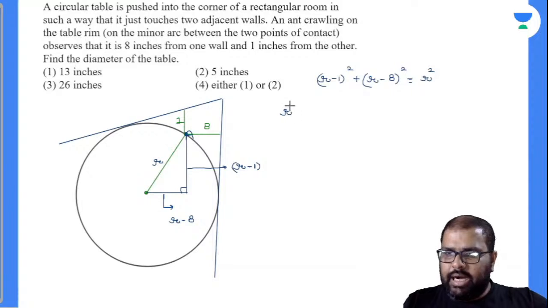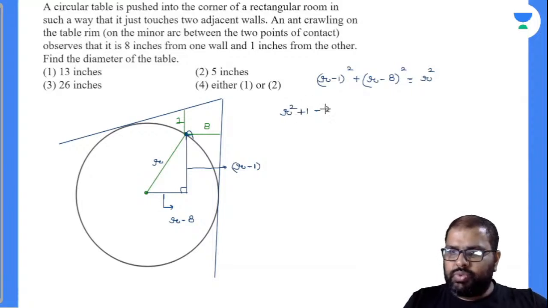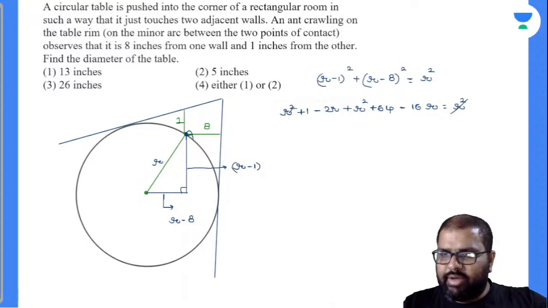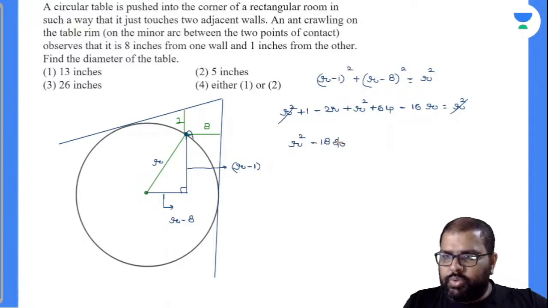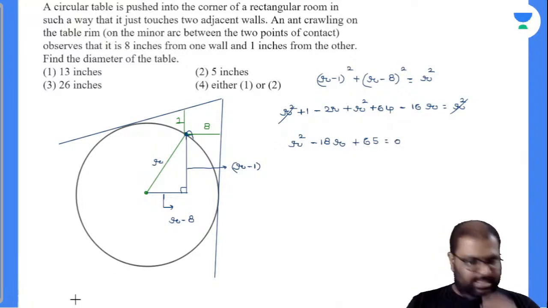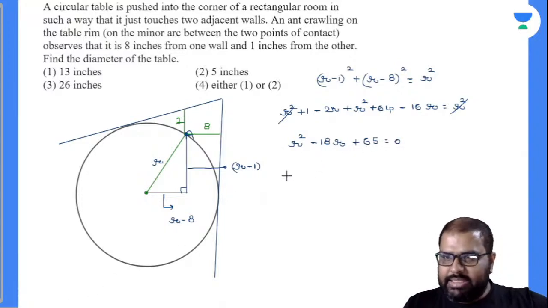Let's calculate this. r square plus 1 minus 16r plus 64 equal to r square. I can cancel 1 r square, 1 r square. Finally, the quadratic equation is r square minus 18r plus 1 plus 64, which will become 65. Now closely observe there, 13 5s are 65, minus 13 minus 5 will be minus 18. Automatically my roots are r minus 13 and r minus 5.